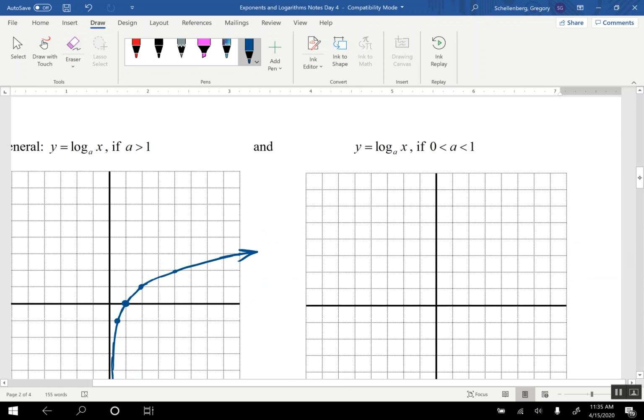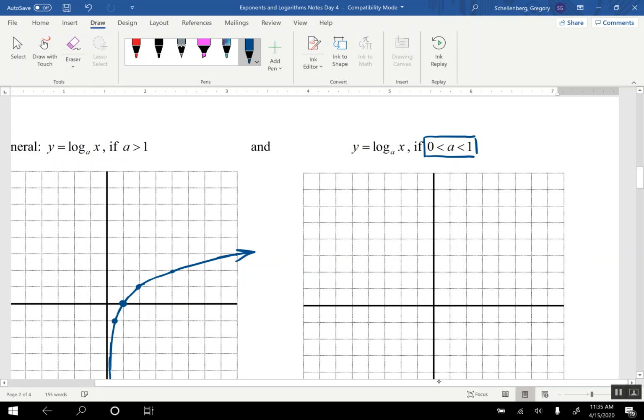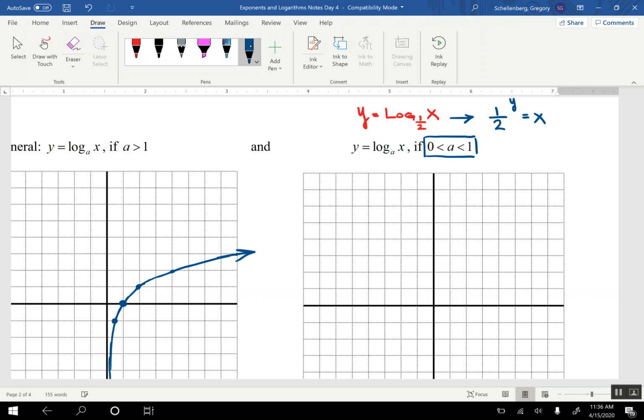Okay, but what happens in this scenario? So a, our base, is between 0 and 1. Okay, well, let's come up with an example for that. Let's say our function is this: y equals log base 1/2 of x. Okay, so now our base lies between 0 and 1. Let's convert this logarithm to an exponential. So I'm going to rewrite this as 1/2 to the power of y is equal to x.